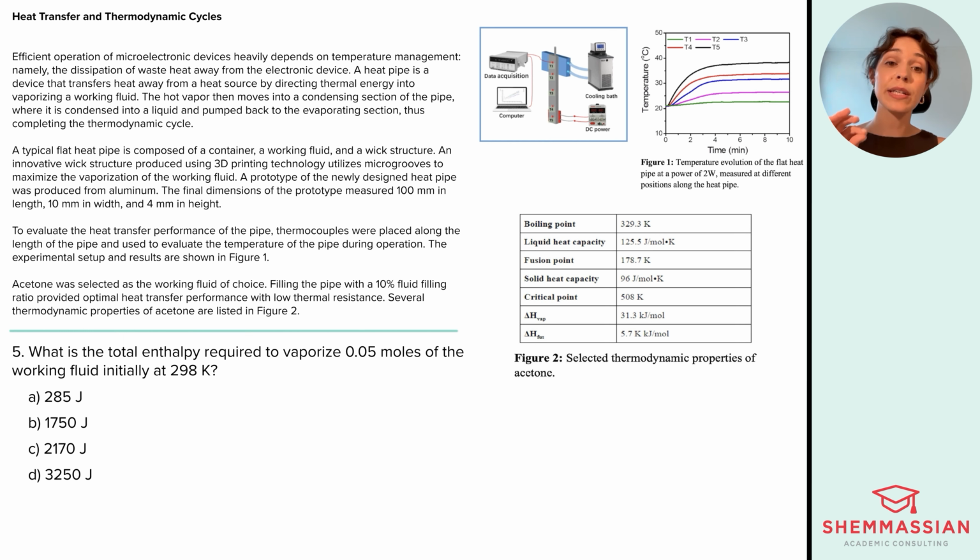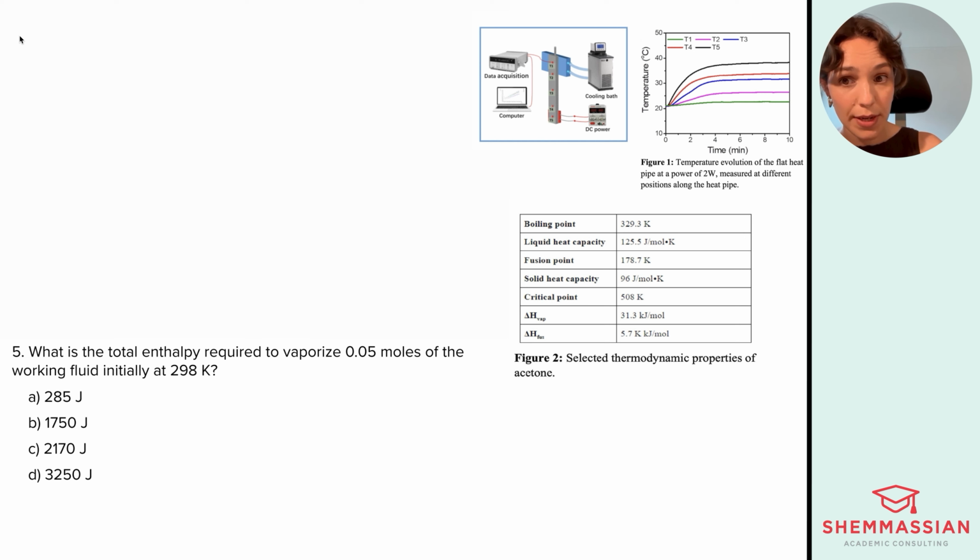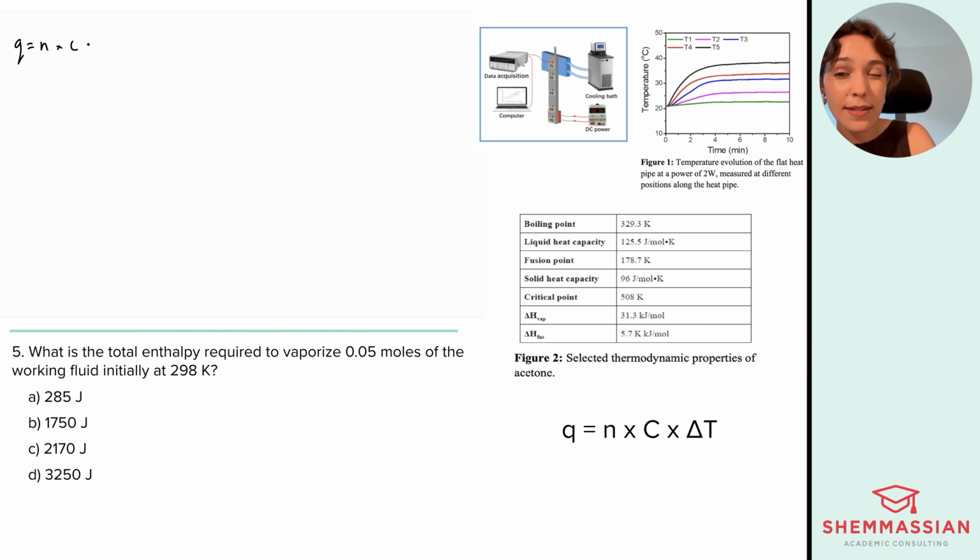So that means we're actually going to have to perform two calculations here. First, we need to calculate how much energy is required to heat the fluid from 298 Kelvin to 329.3 Kelvin. And then we need to calculate the energy needed to vaporize it at the boiling point. So we'll start with the heating part, and we'll use the equation Q equals n times C times delta T. Q is the heat energy in joules, and n is the number of moles of the substance.